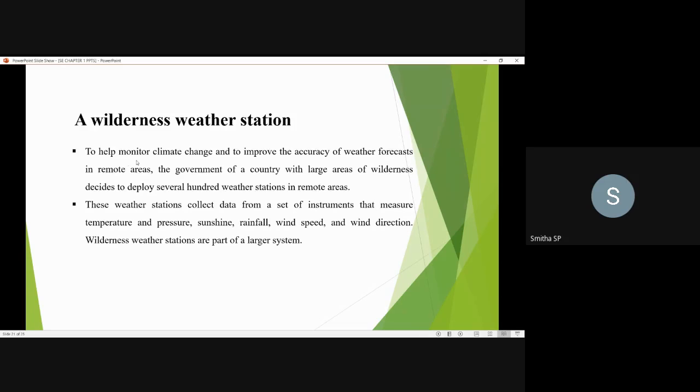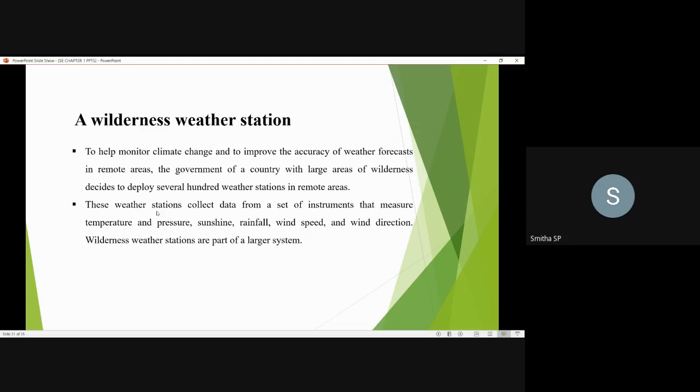To help monitor climate change and to improve the accuracy of weather forecasts in remote areas, the government of a country with large areas of wilderness decides to deploy several hundred weather stations in remote areas. These weather stations collect data from a set of instruments that measure temperature and pressure, sunshine, rainfall, wind speed, and wind direction. Wilderness weather stations are part of a larger system.